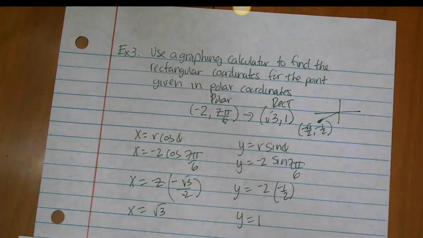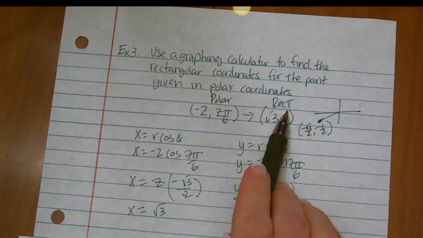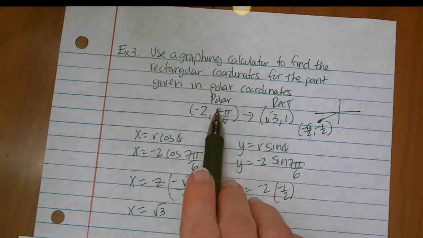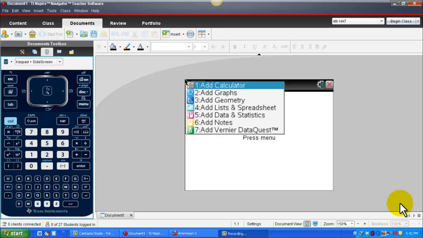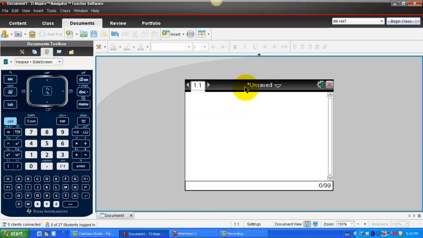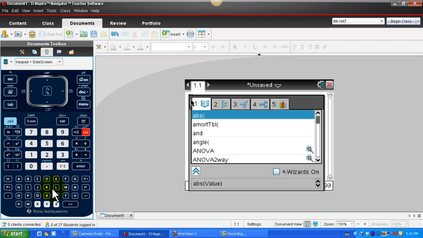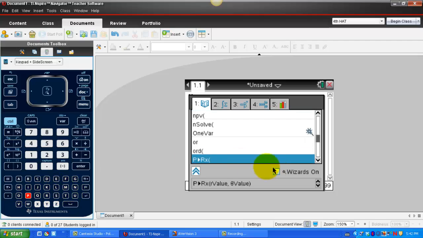Now I'm going to switch to the calculator and show you how the calculator can convert polar to rectangular and how it can convert rectangular to polar. All right, so this is how you use your calculator to convert polar coordinates to rectangular back and forth. I'm just going to add a calculator page. And what I'm going to do is go to the catalog, and I'm going to hit polar. All right, so I'm going to push P. It's going to go down to polar.